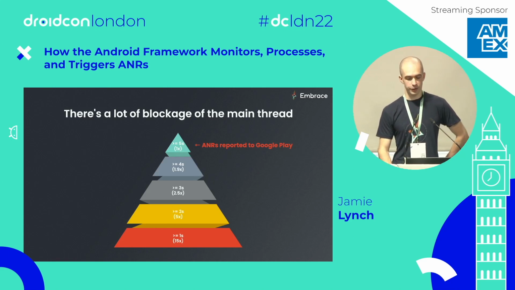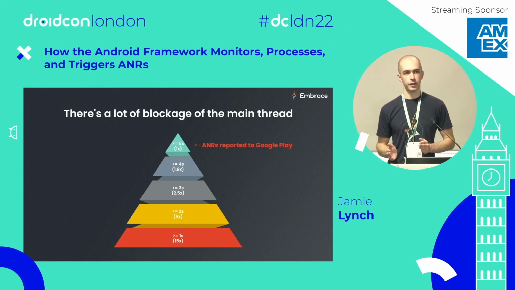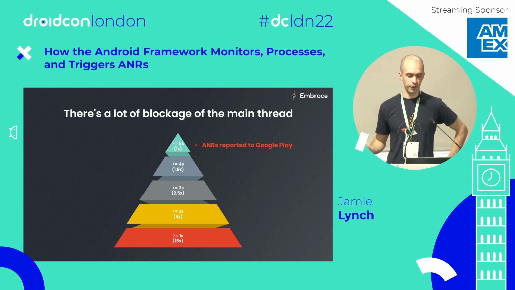And coincidentally, if you do capture that information from about 1 second on, it will reveal some quite interesting things about how your app behaves. So ANRs are commonly seen as 5 seconds of the main thread being blocked. But there's actually quite a lot of blockage on the main thread.